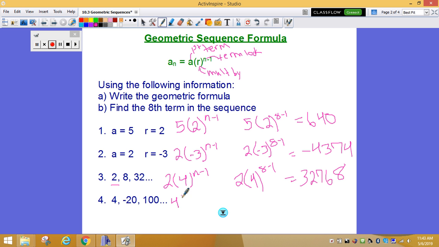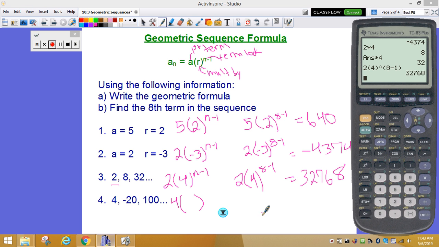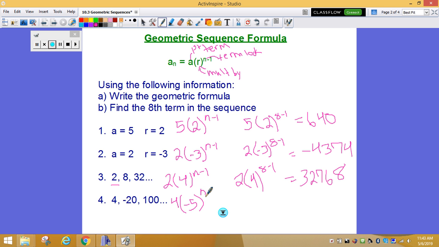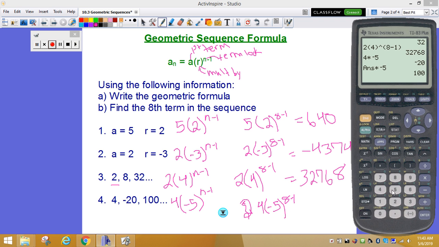First term is 4. Let's figure out what we're multiplying by. 4 times -5 gives us -20. Let's try it again just to make sure. Times -5. Yep, that gave us 100, which is what we wanted. So I'm multiplying by -5. Raised to the N minus 1. There's my formula. Let's figure out what it's going to be for the 8th term. And it's negative 312,500.